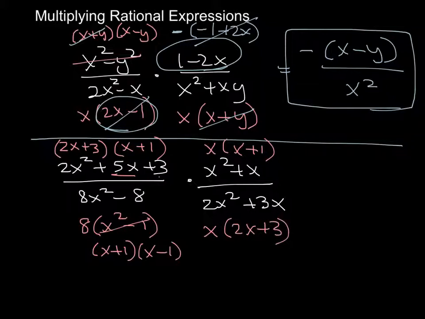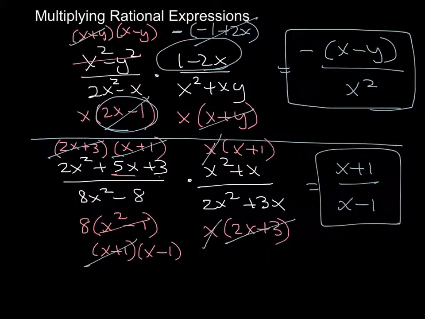Now what I'm going to start doing is finding some ones. So x divided by x is 1. 2x plus 3 divided by 2x plus 3 is 1. x plus 1 is 1. And that looks like it might be it. So when I'm writing my answer, I would do x plus 1 divided by x minus 1 for my final answer.